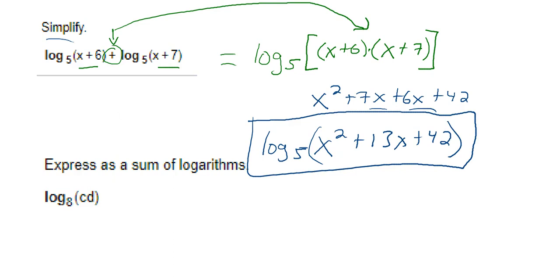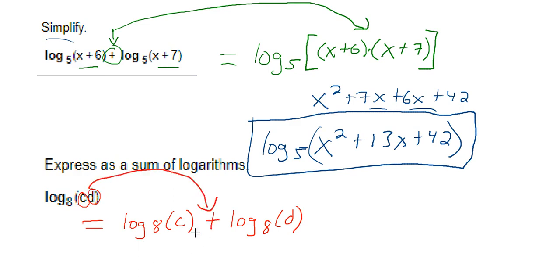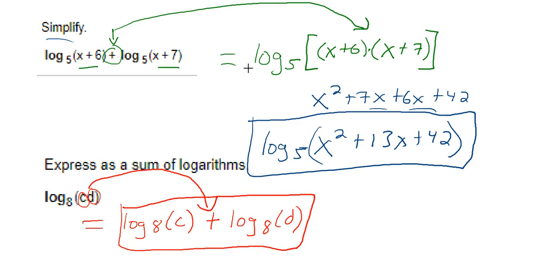All right, so this one is the reverse direction. We have a single logarithm already with two things being multiplied together. They want us to rewrite it as separate logarithms. So what we're going to do is split these up. Each factor is going to get its own logarithm. So the c will get to have its own logarithm, log base 8, and d will get to have its own logarithm. And what we're going to do with these two logarithms is add them together. If they're being multiplied inside the logarithm, we want to add the separate logarithms to one another. And so this would be the result for this one.